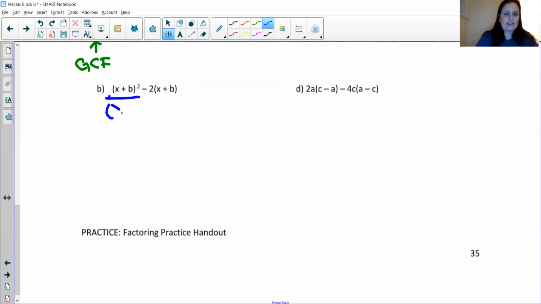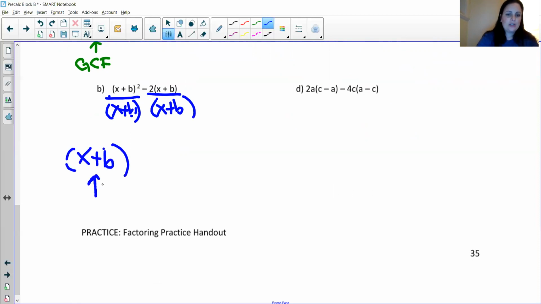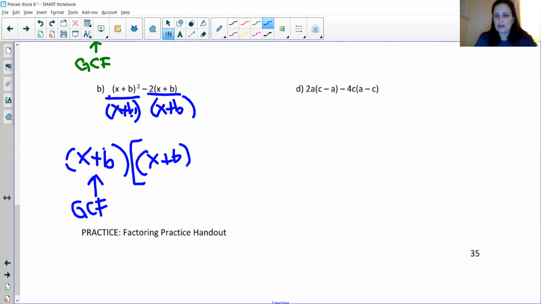We have x plus b that is common with both terms. So x plus b squared divided by x plus b doesn't totally cancel it out. We're left with x plus b, which is our greatest common factor, gets divided out. But what's left inside is you have a whole other x plus b, right? x plus b squared is x plus b in brackets times, in brackets, x plus b.